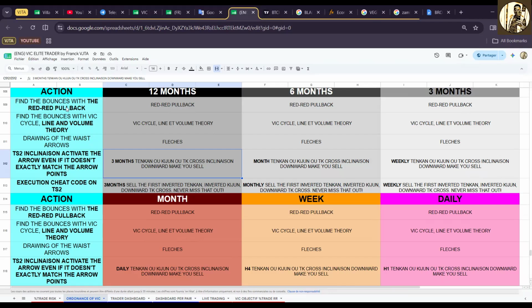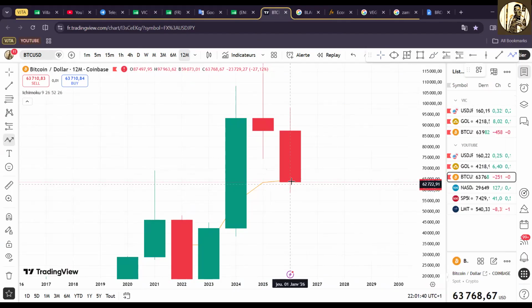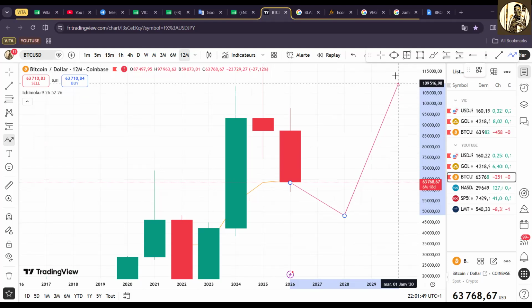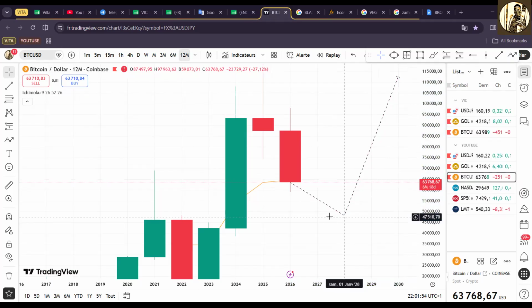So we need to look at the red pullback to predict the path of the arrows, to draw the arrows. From where the price is now here, the price will keep going down till this level before going up. That is the 12-month arrow path.